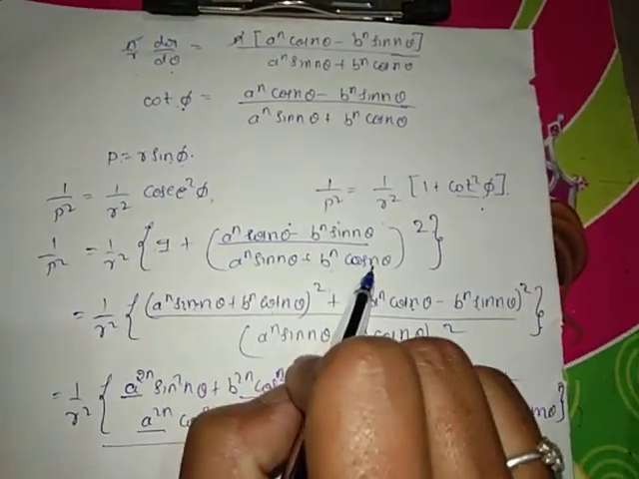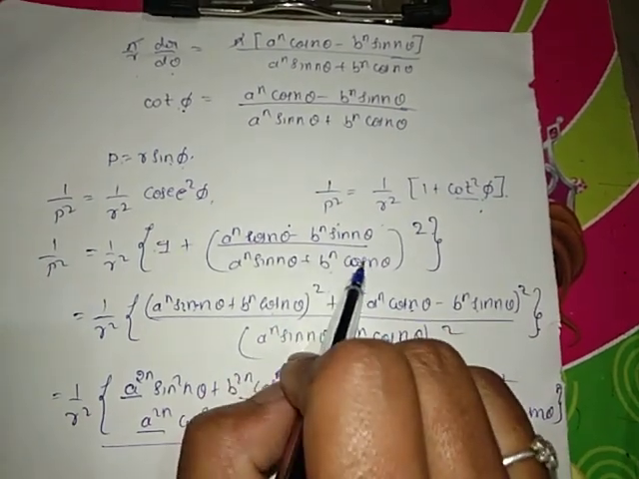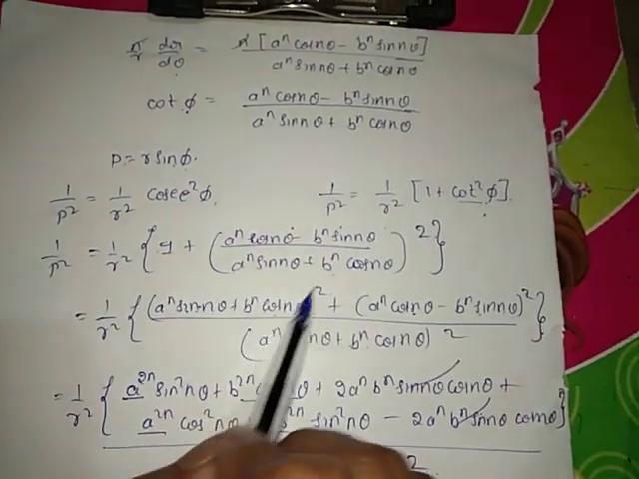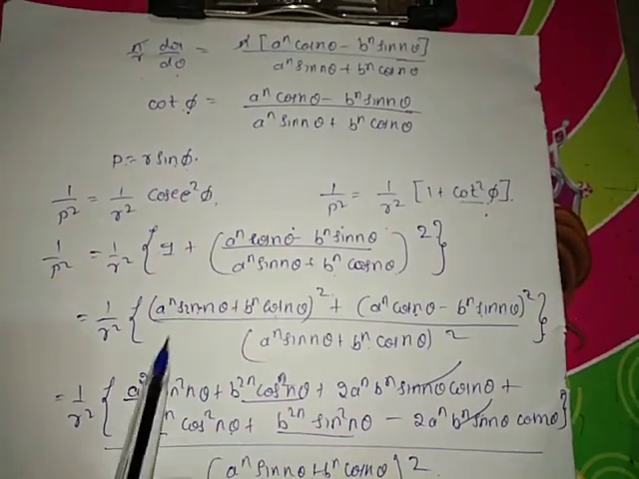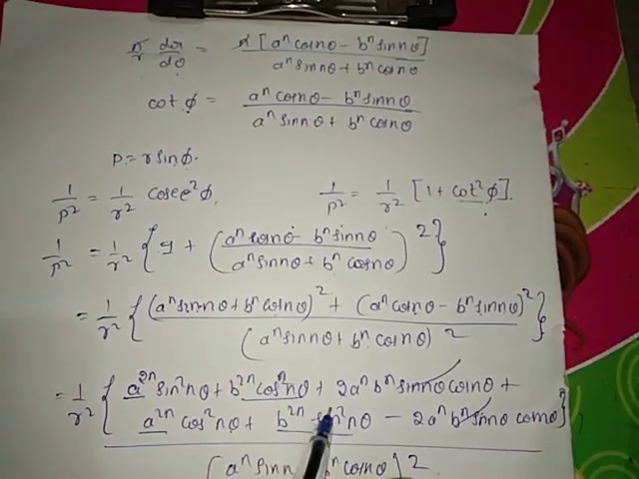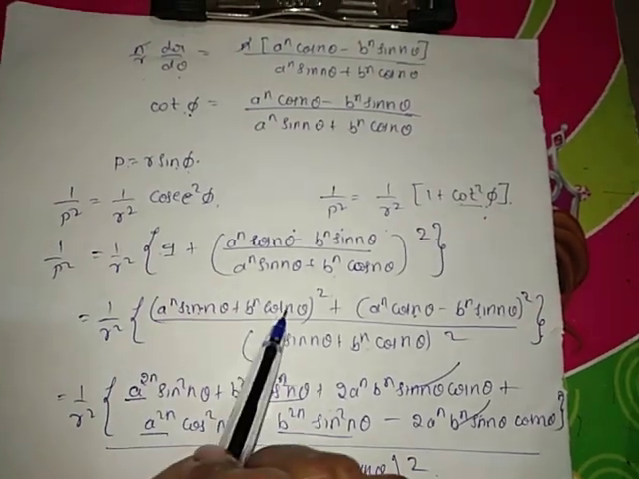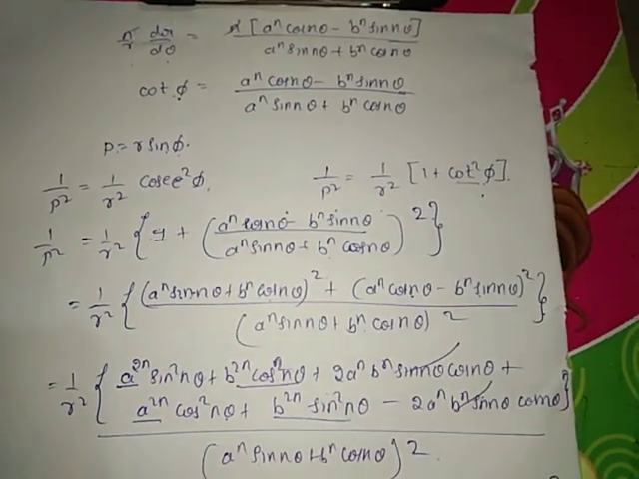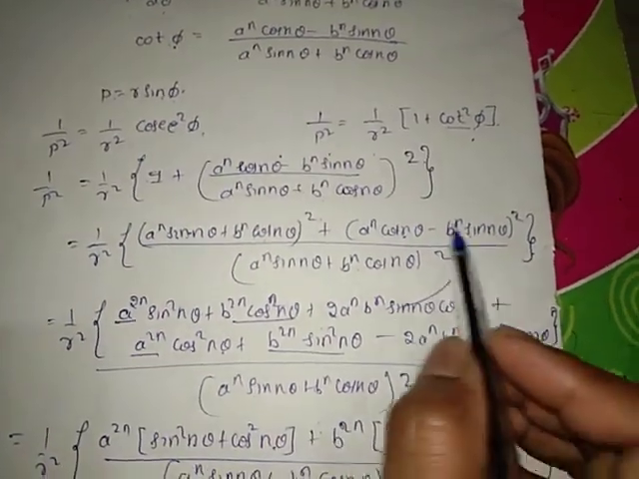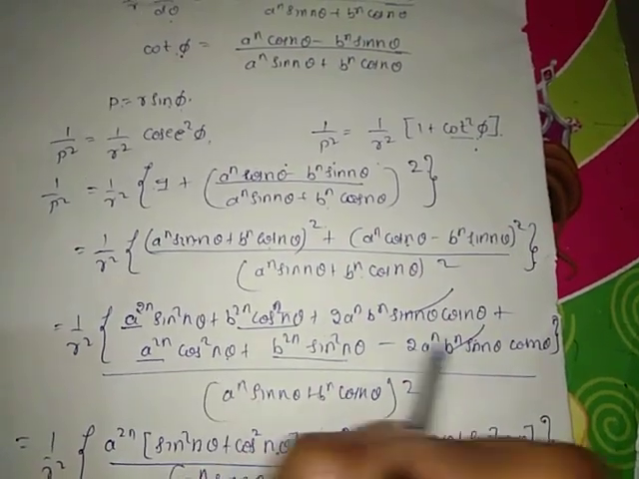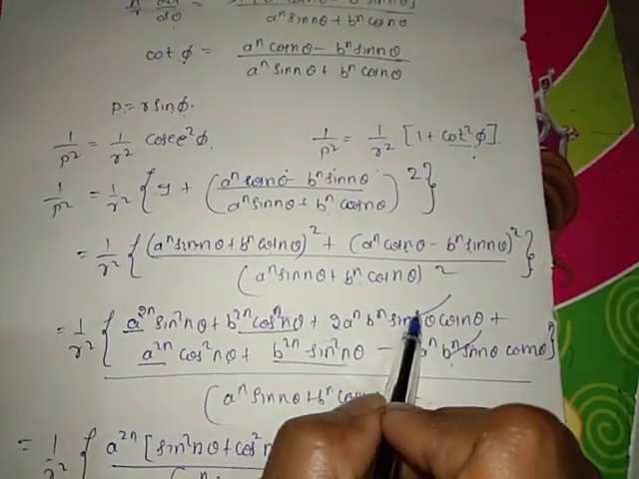We get this equation. Square is applied on both numerator and denominator. Take the LCM. Apply a plus b whole square here. a raised to n whole square is a raised to 2n sin square n theta plus b raised to 2n cos square n theta plus 2 into a raised to n into b raised to n into sin n theta into cos n theta. Similarly, apply a minus b whole square for this term. We get this equation. Cancel these two terms common.